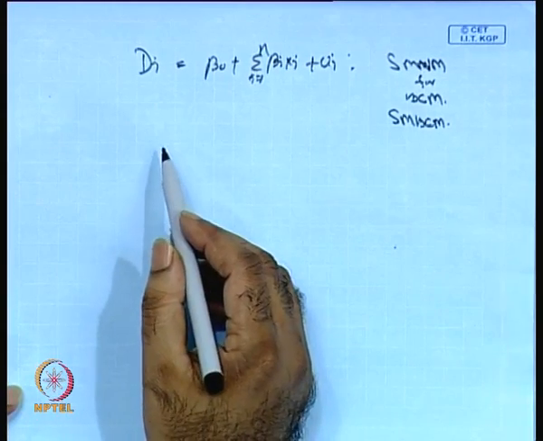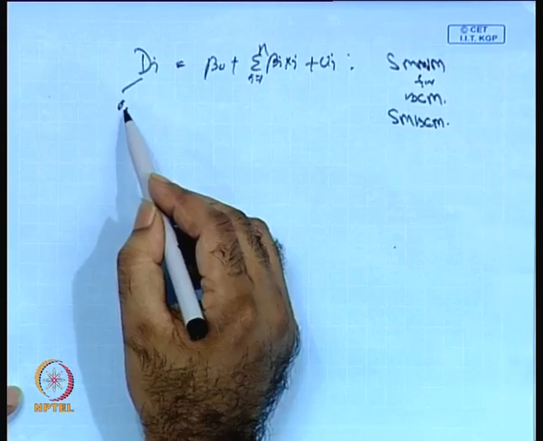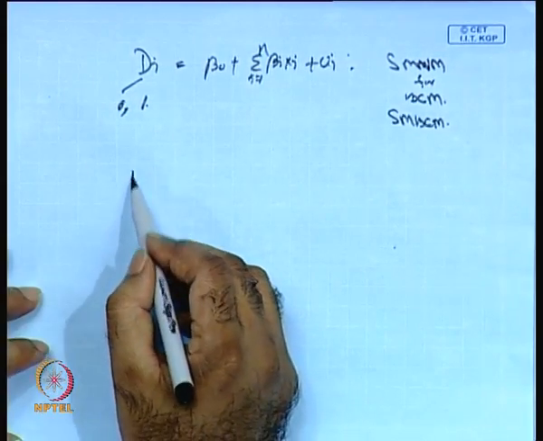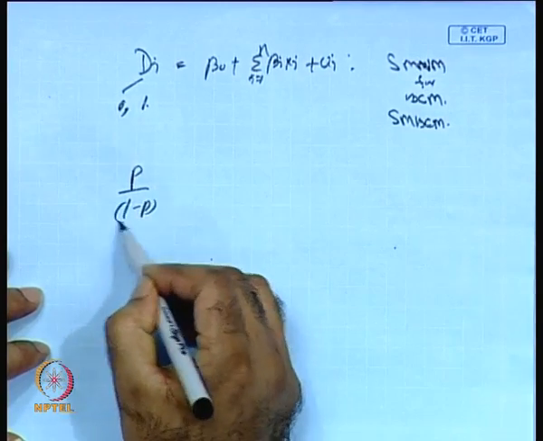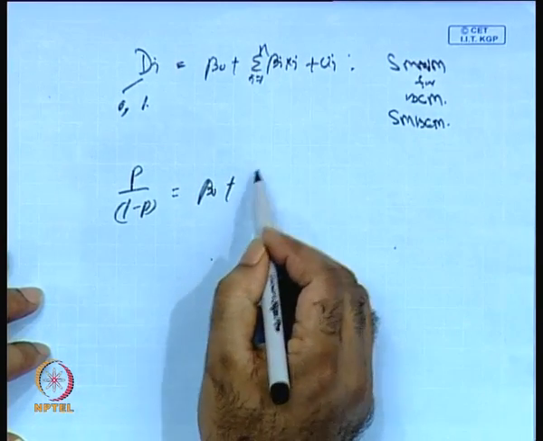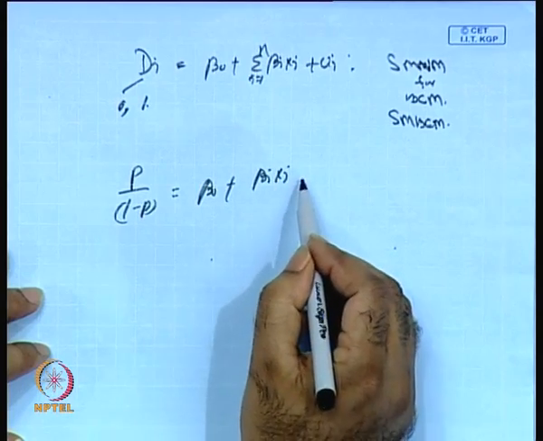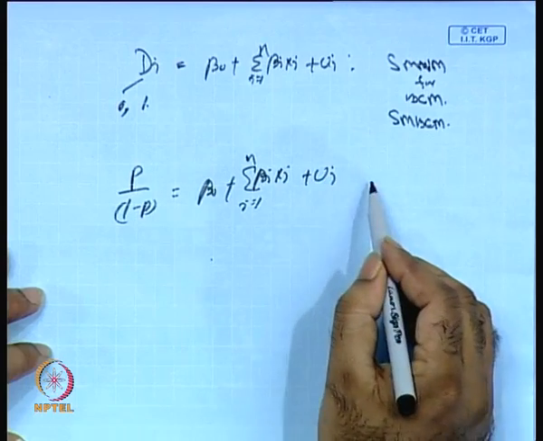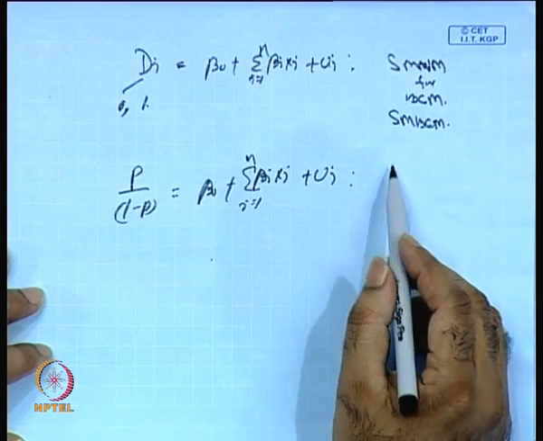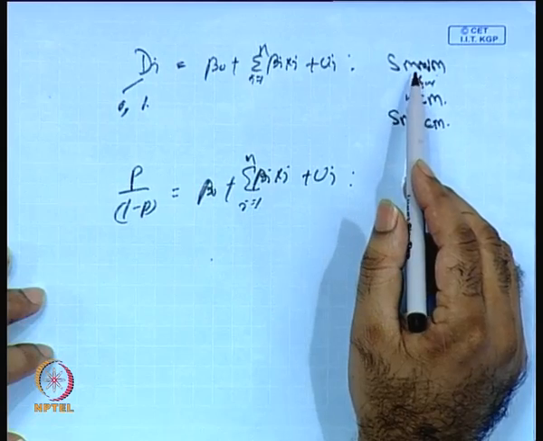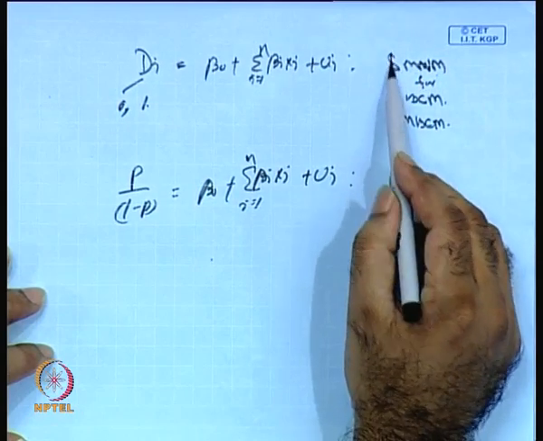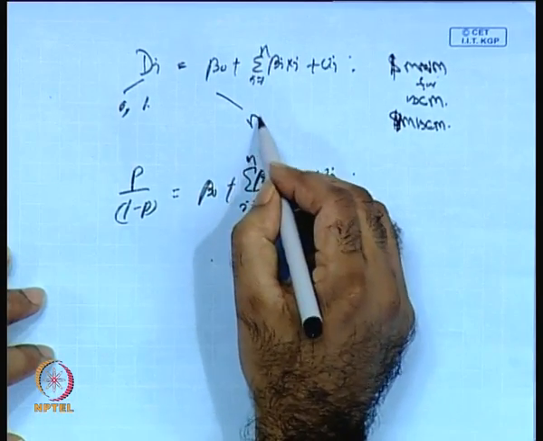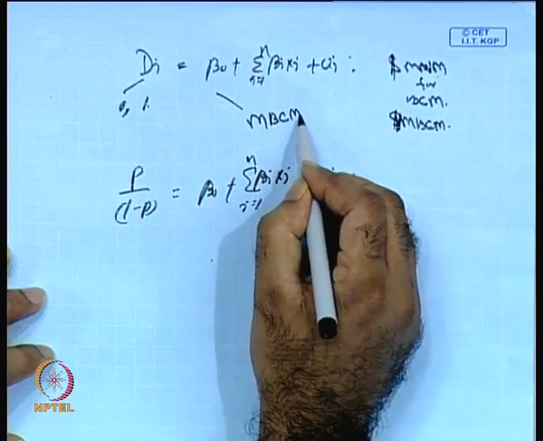So, this is where d lies between 0 and 1, okay. Similarly, in the other case we will write p by 1 minus p equal to beta 0 plus beta i x i, summation i equal to 1 to n, plus u i, okay. So, this is called a multivariate binary choice model, okay.